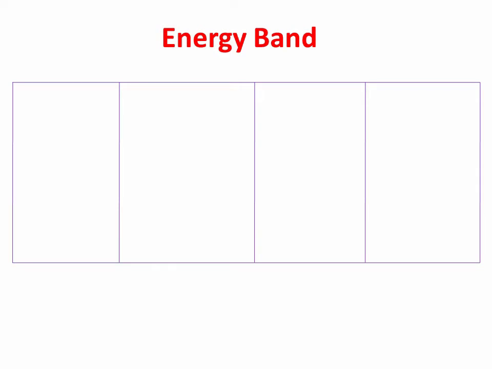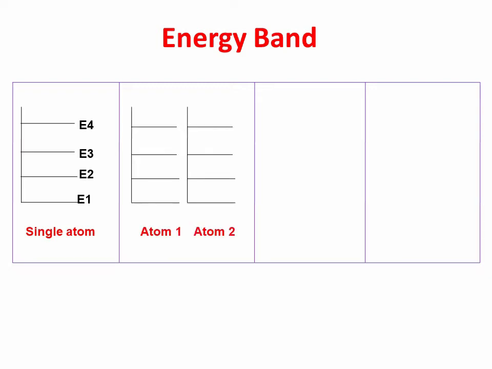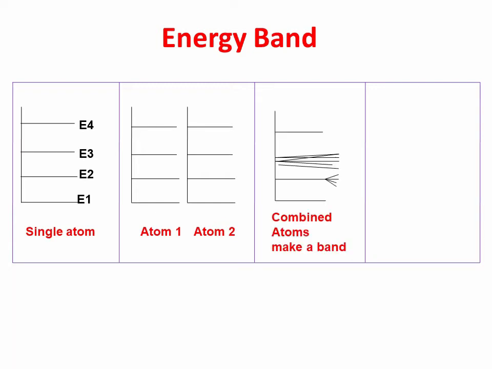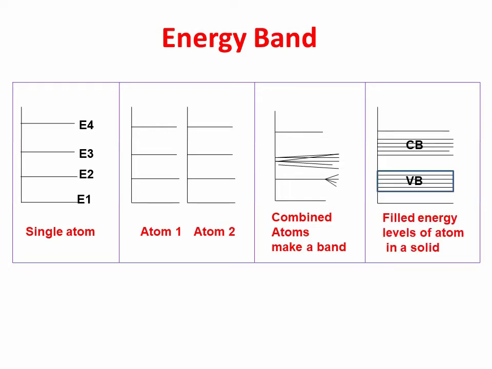Here we see how an energy band is formed from the energy levels. Consider a single atom has 4 energy levels. For 2 atoms, which also have 4 energy levels, when they are close to each other, due to intermixing of electrons, the respective levels of the atoms merge. For a solid, the entire set of atoms makes the band.